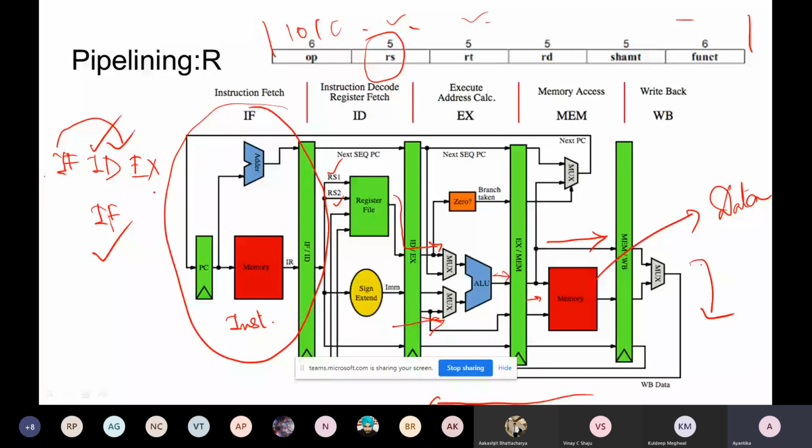First of all, just for this part, we will come back to this diagram again and again with different types of instructions.